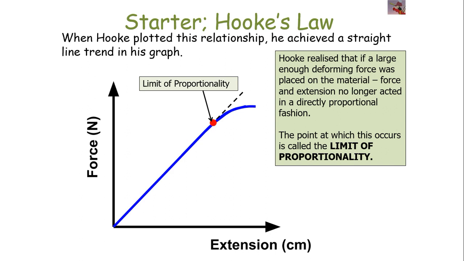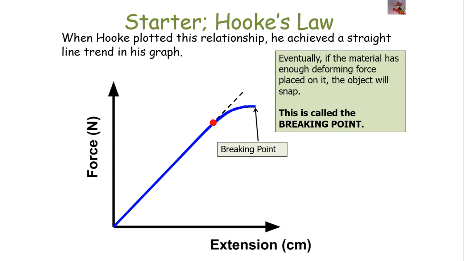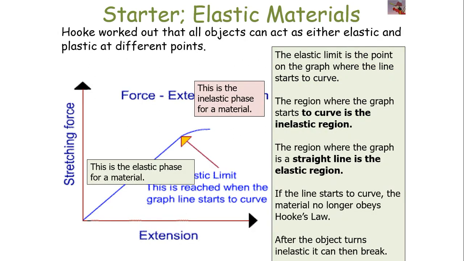Now, Hooke realized that eventually, if a large enough deforming force was placed on the material, it no longer had a directly proportional link with the extension. And the point at which this starts to occur is what we call the limit of proportionality. Now, after the limit of proportionality, the material acts like an inelastic. Now, eventually, if a large enough deforming force is placed on it, the material will snap, which we call the breaking point. So, therefore, Hooke worked out that all objects can either act as elastic or inelastic at different points of the force extension graph.